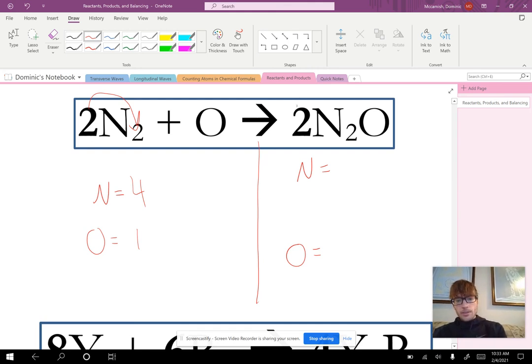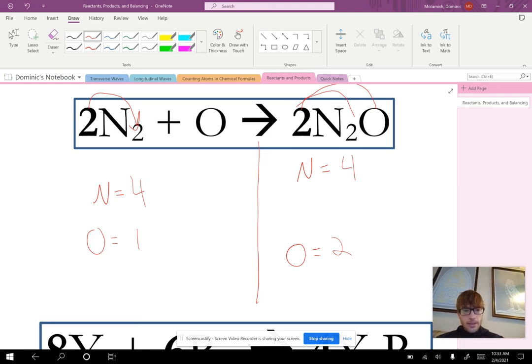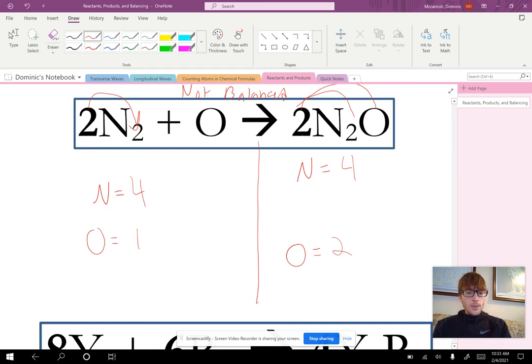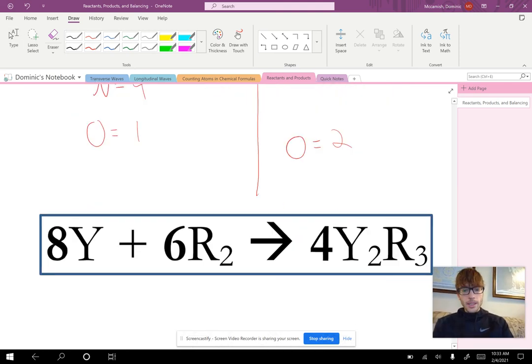Let's look at the product side. We have 2 times 2 for nitrogen. That gives us 4 nitrogens, so far, so fantastic. But we also have 2 times 1 oxygen. There's nothing after the oxygen, so there's 2 times 1. So that gives us a grand total of 2 oxygens. This one is not balanced. This is bad. It does not show the law of conservation of mass. What this shows is that 1 oxygen atom is created, and that is simply not possible. Okay, not possible, so that's unbalanced.